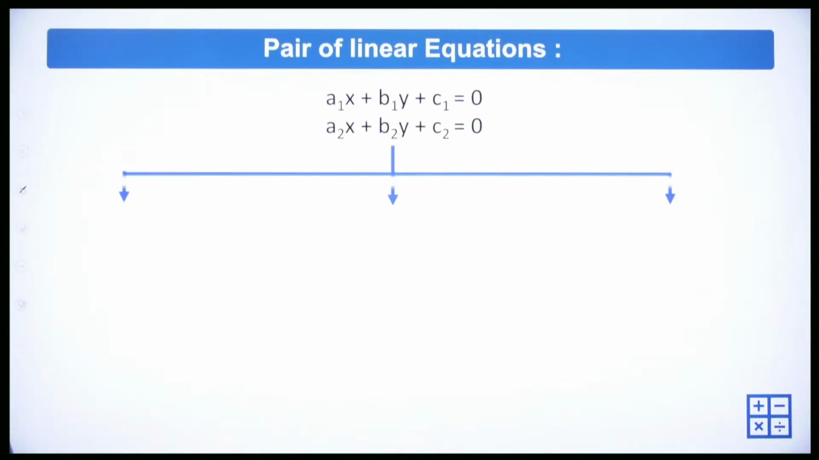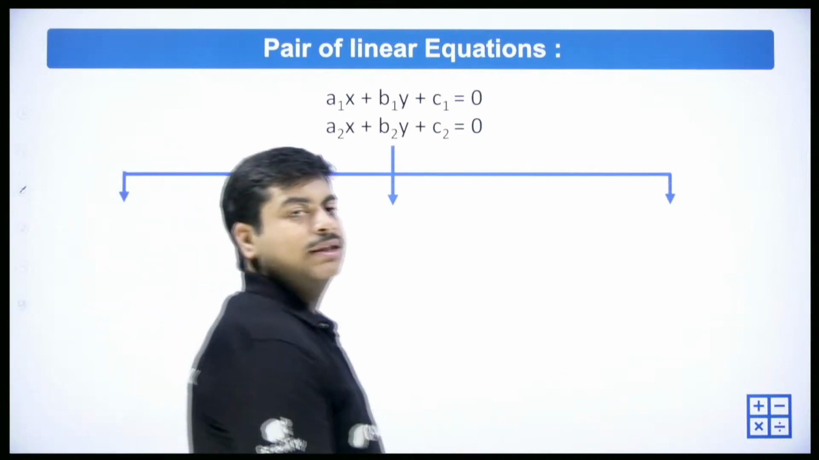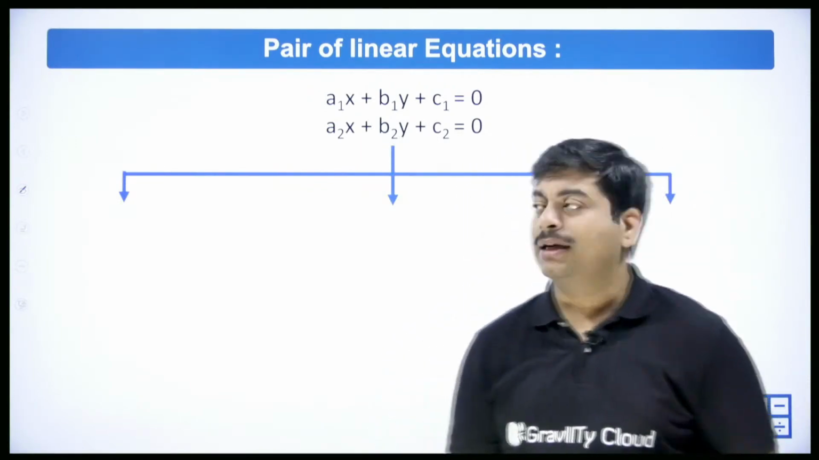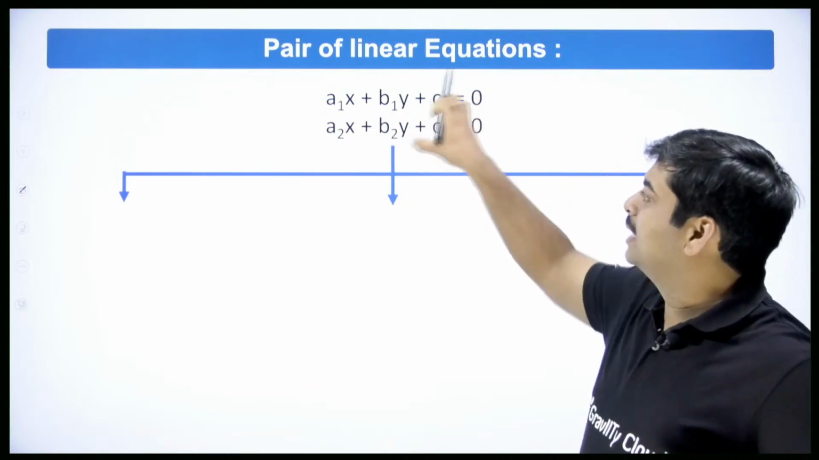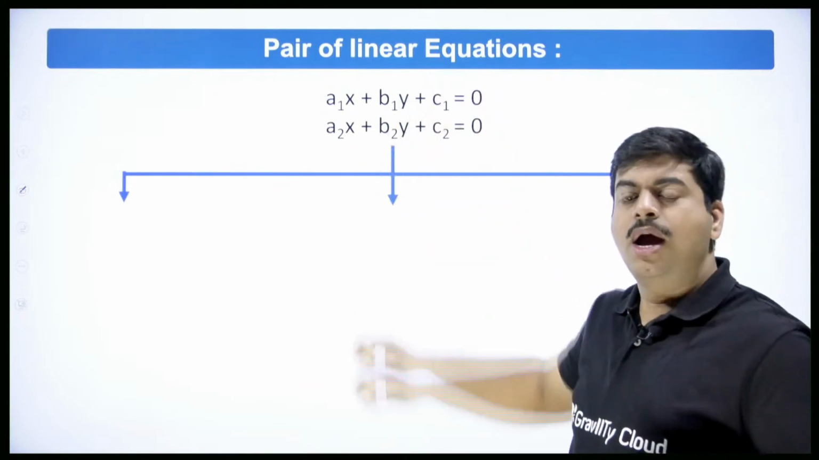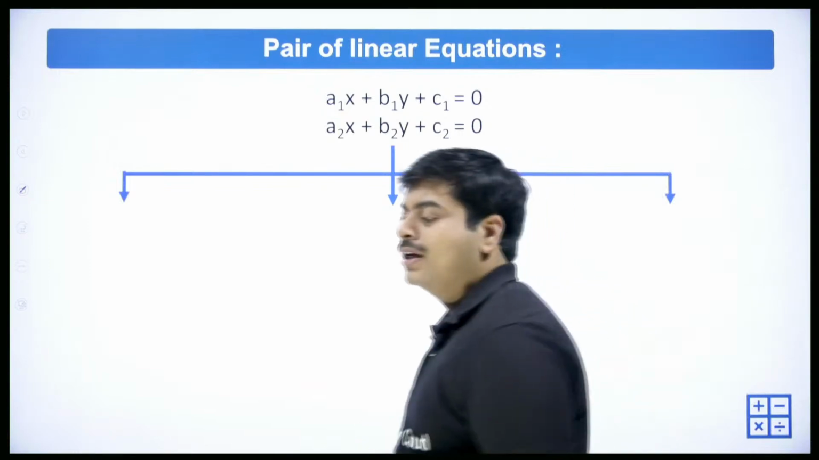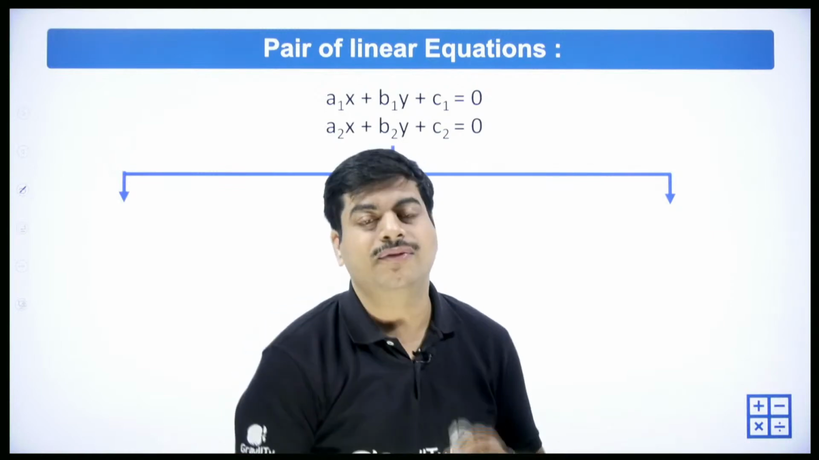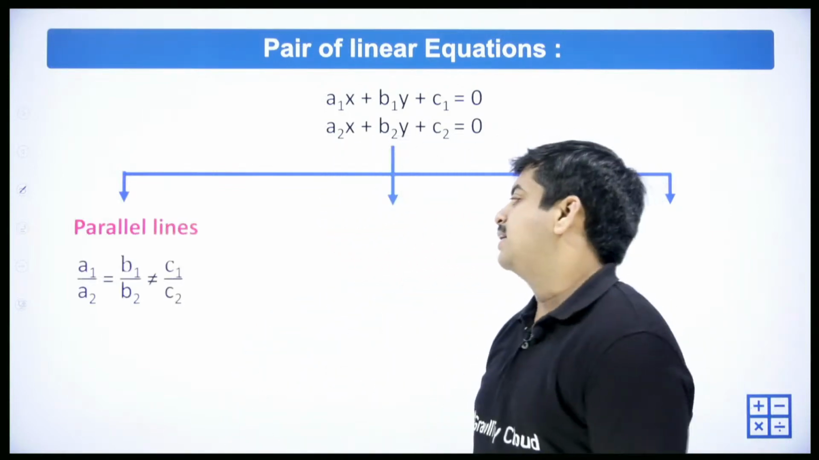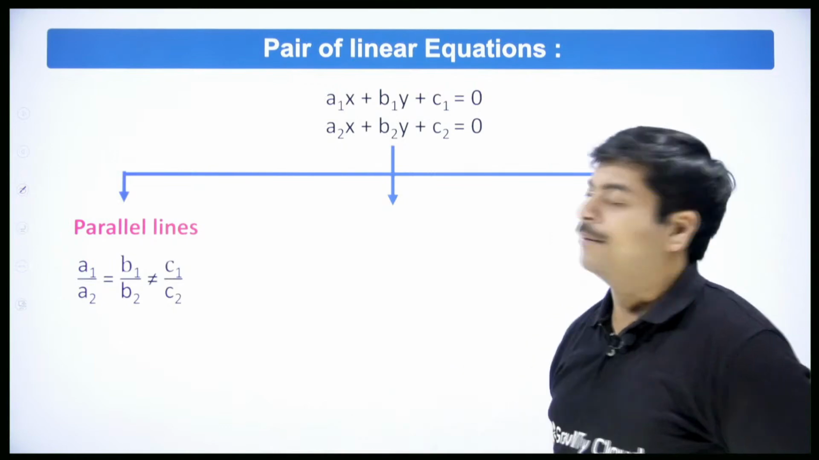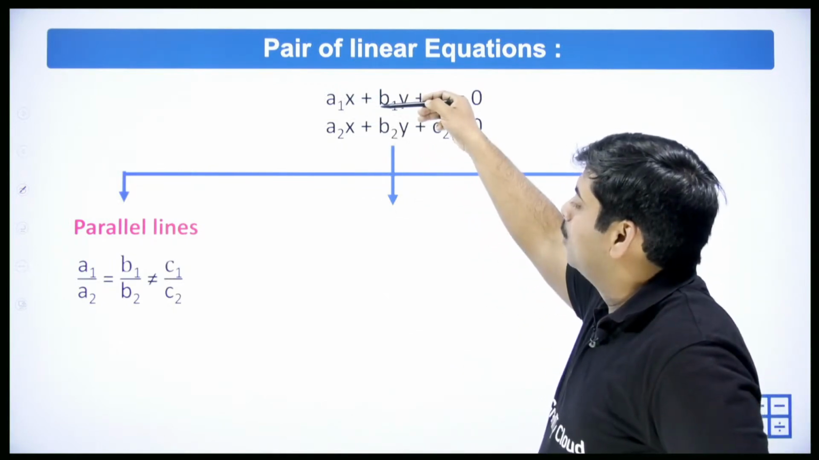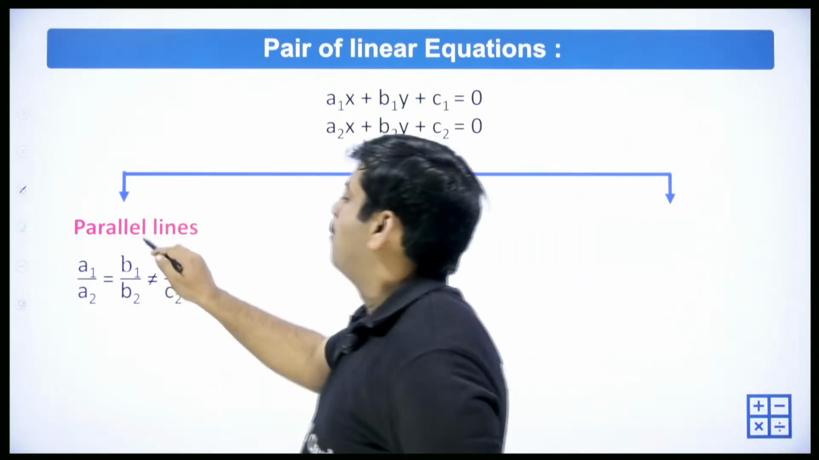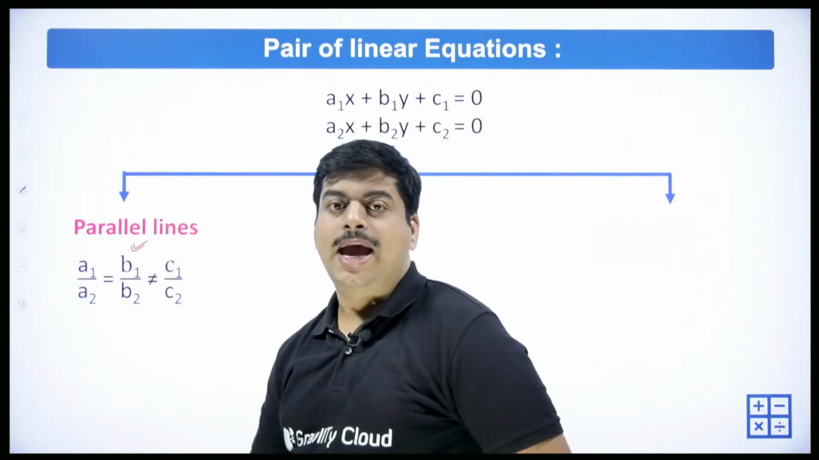Let's move forward. Here we have different cases, as we have just discussed. Either they have one solution, no solution, or infinite solutions. But without graphing, just by seeing A1, B1, C1, A2, B2, C2, how can we conclude that these lines have one solution, no solution, or infinitely many solutions? If A1 by A2 is equal to B1 by B2 but not equal to C1 by C2, then these are called parallel lines.